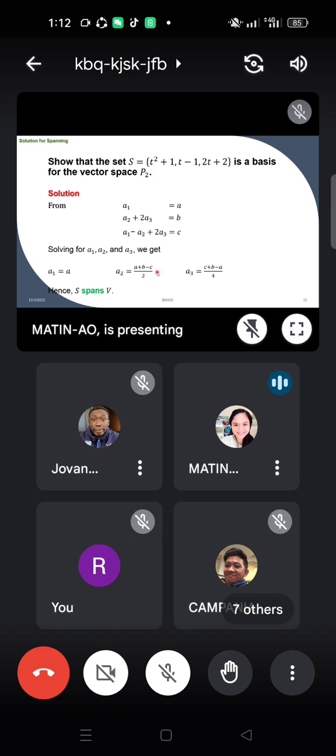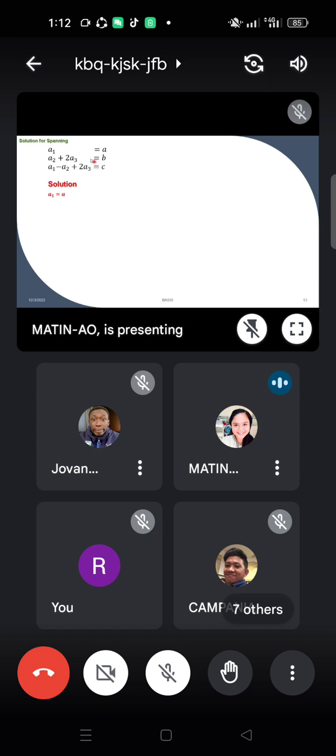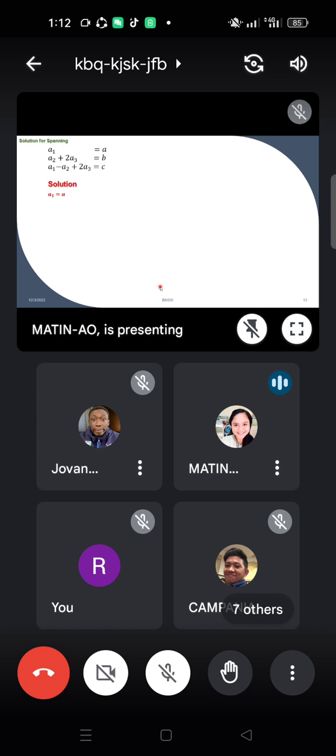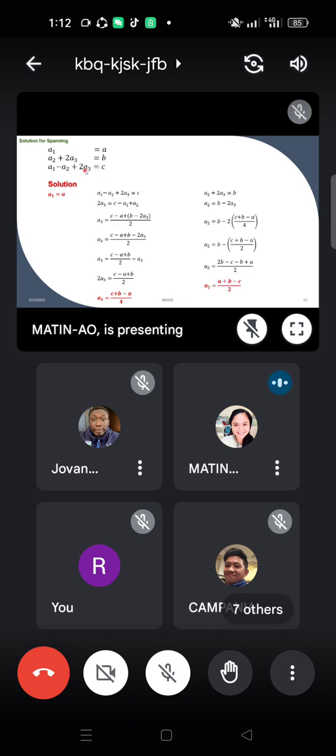If you're asking how I get this a sub 1, a sub 2, and a sub 3, actually the process is a bit long. Here it is. From these conditions that we solved earlier, we solve for a sub 1 and a sub 2. So this is a sub 1, automatically a sub 1 is equal to a. And then we solve first for a sub 3. So to get the a sub 3, this is what I based it on.